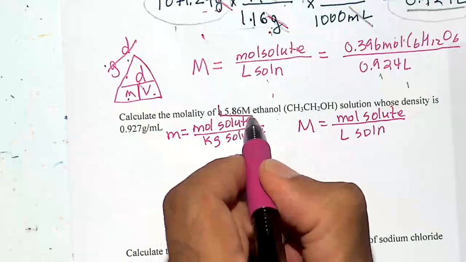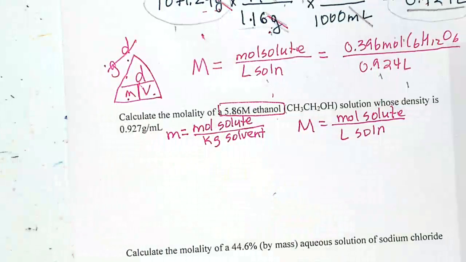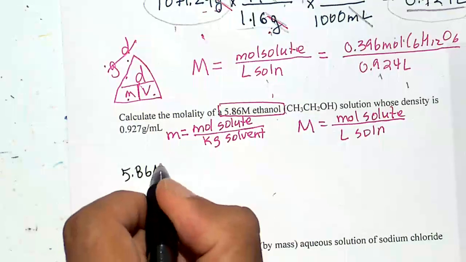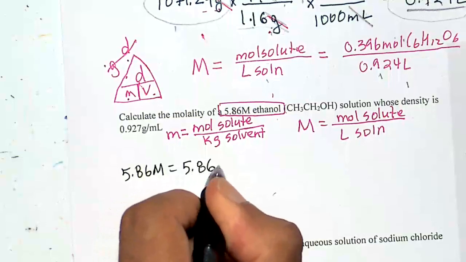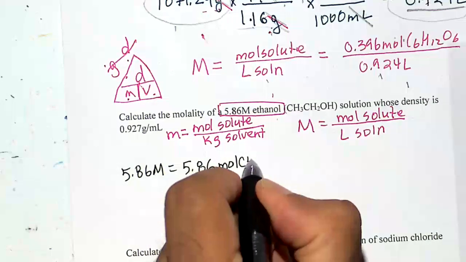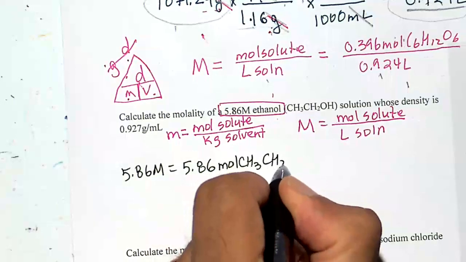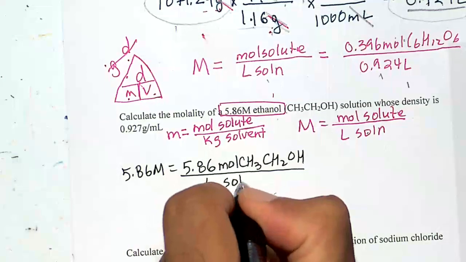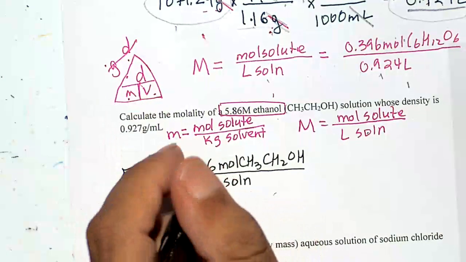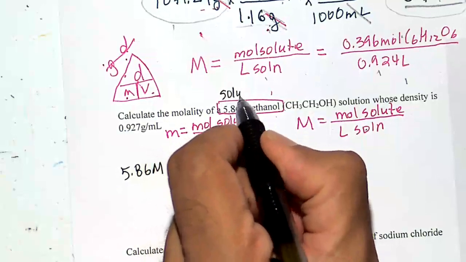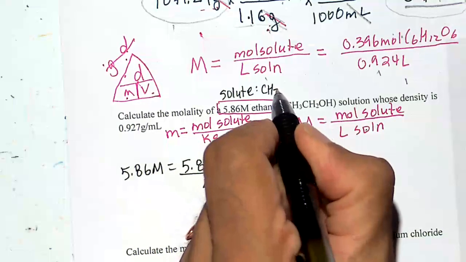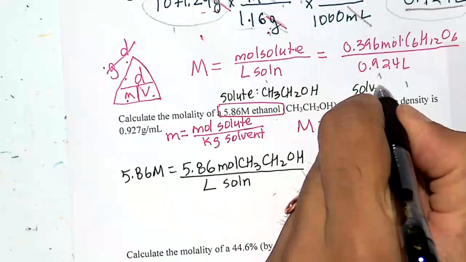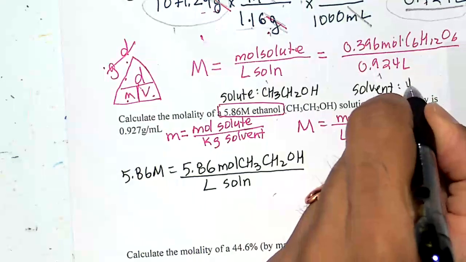All right, so what does 5.86 molar ethanol actually mean? It actually means 5.86 moles of ethanol over what? Liter of solution. By the way, what is the solute and what is the solvent here? Solute is ethanol, and the solvent, we can always assume, is water.